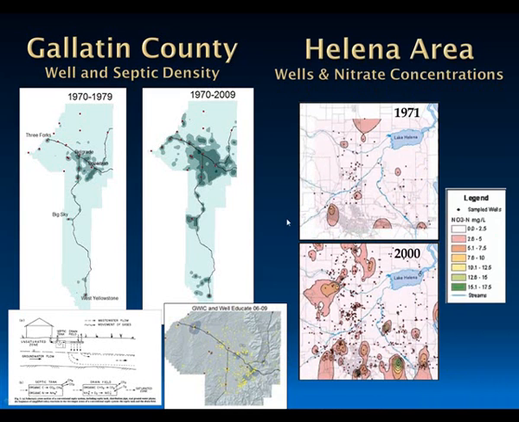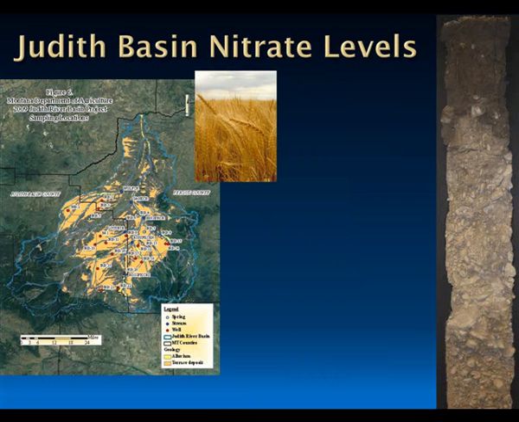Similarly, in Montana's capital, Helena, there has been a big increase in the number of septic systems, and there are potentially some issues associated with leaking sewers as well. This paper by Botter and Drake shows increasing concentrations of nitrate from 1971 to 2000 in that valley. So these are examples of septic sources for groundwater.